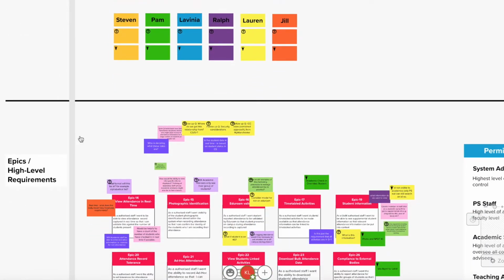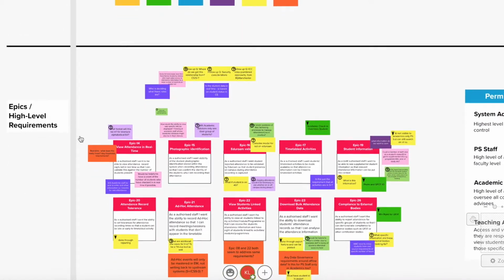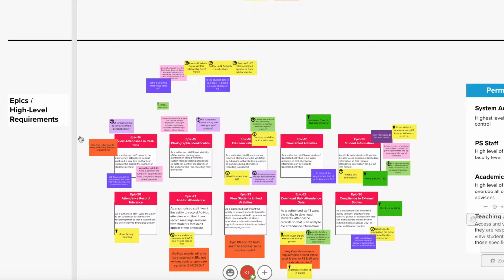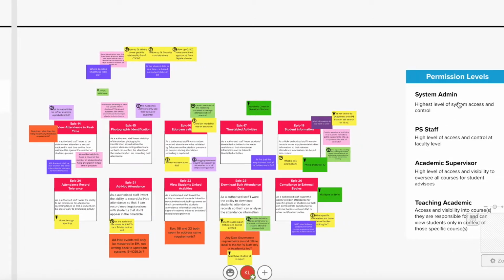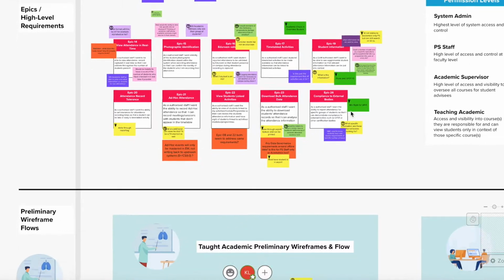So one of the first tasks we did after that icebreaker was focusing in on the epics and the high-level requirements. So we've got the epics right here in the pink boxes. We just went through one by one and I would read them out and give people some time to have discussions. We had also put down any questions or ideas on those epics. And it was also important to remind people of the different users. So we made sure that we included the permissions level over here.